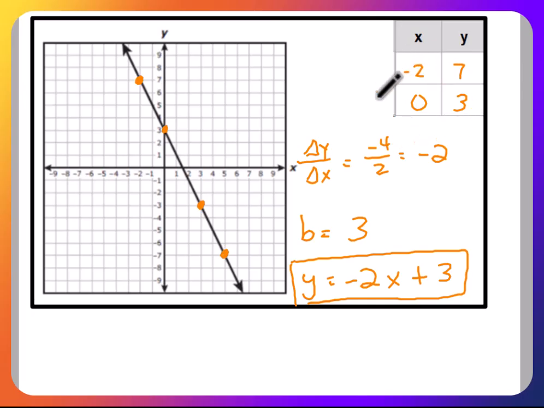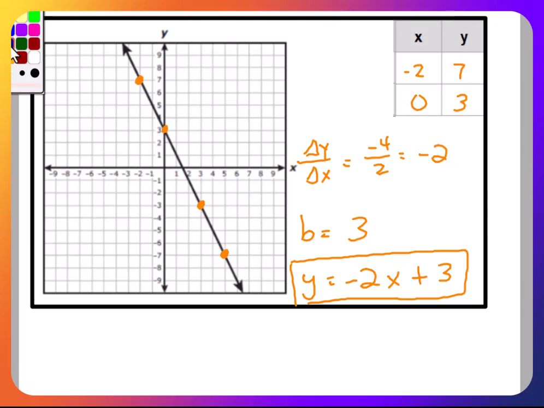My change in x was increasing, going from a -2 to a 0, so it increased by 2. So -4 over 2 simplifies to -2. That is your m in your equation, your coefficient. Then your y-intercept. Where does the line cross the y? It crosses the y-axis at 3, or you could have used the table because I had a point when x was 0, y was 3. So either one, that's your y-intercept, that's your b, it's a 3. Put it all together, you get y equals a -2x plus 3.